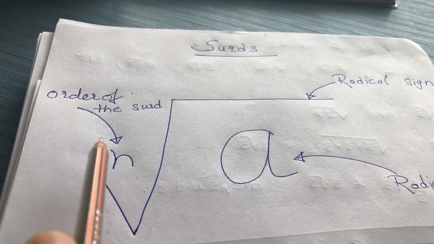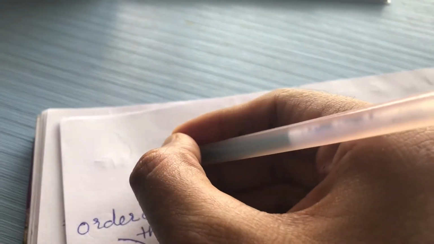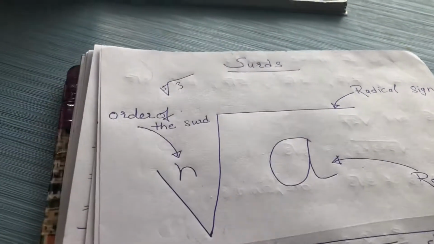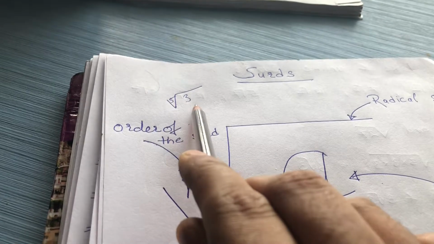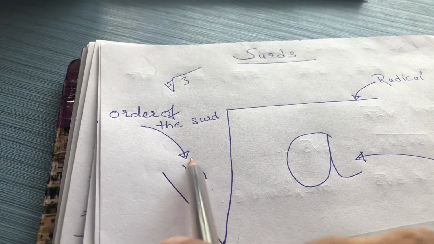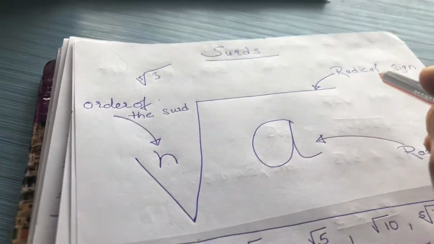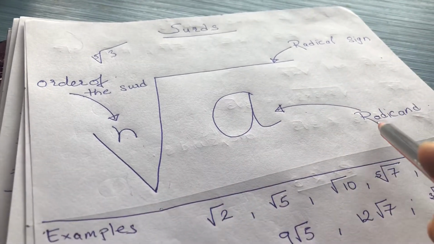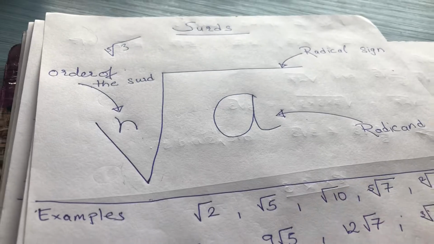Now this is how we generally write it. For example, if we are writing the fifth root of 3, this number that comes here is known as the order of the surd. This is known as the radical sign and this is known as the radicand, okay. So this is how it is.